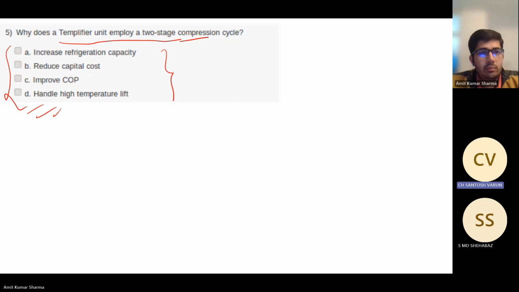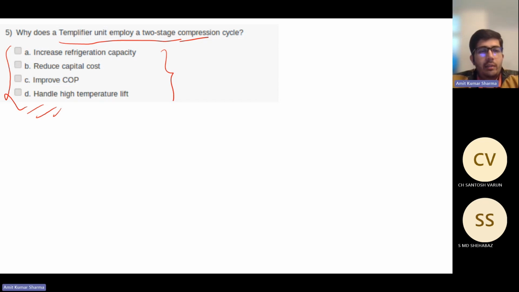COP will automatically increase, so it will improve COP, and we can handle the high temperature lift also. Why? Because in between we are doing intercooling, and at each stage we are not increasing the temperature from lower to higher in one stage, so we can handle the high temperature lift. So it's options A, C, and D.